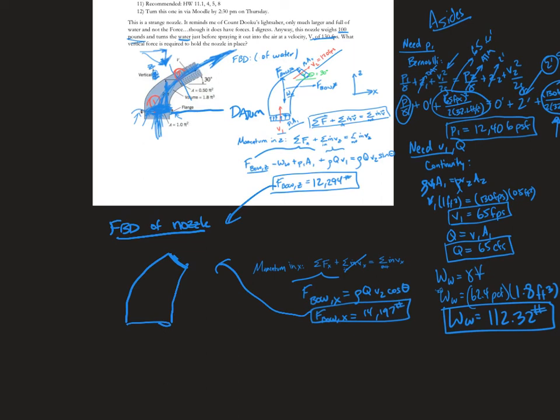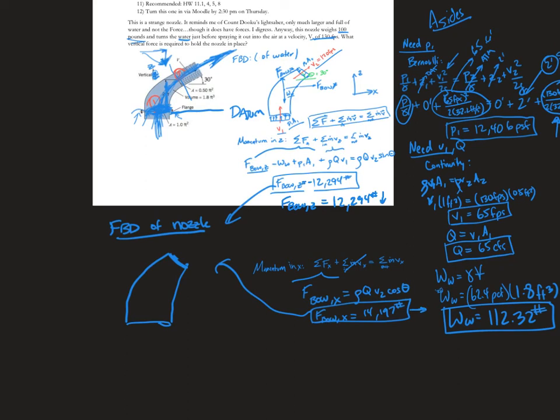Sorry, this one up here needs to be a negative. No, wait, sorry, this one's a positive. Yeah, this one's a negative. Give me an eraser real quick. So this needs to be equals and negative. So F bow Z equals 12,294 pounds down. So this one is going to the right.